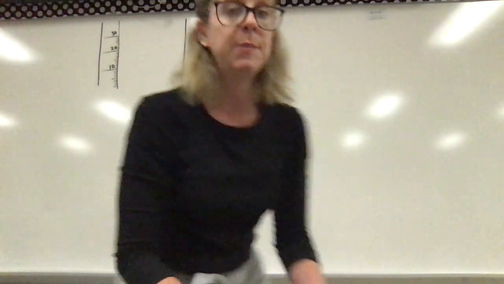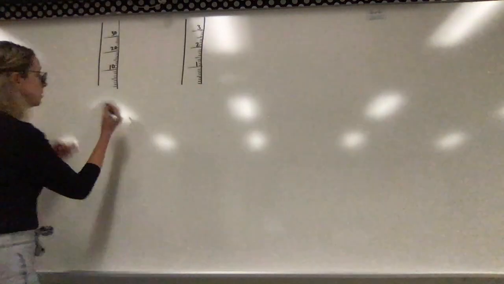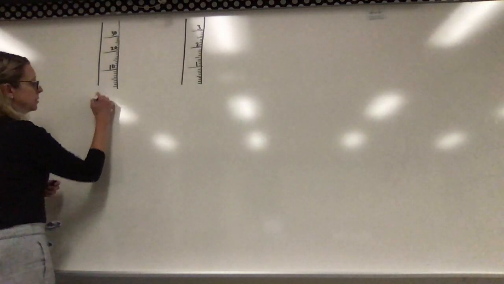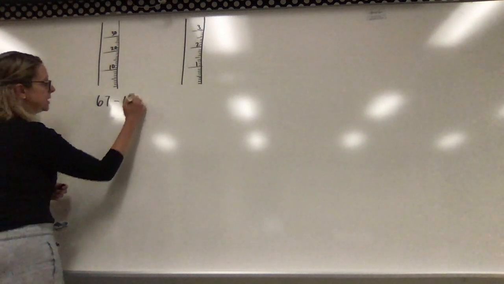If I look at this graduated cylinder, it looks to be between 60 and 70. And if I count those minor divisions from 60, I see 61, 62, 63, 64, 65, 66, 67. And it's somewhere between 67 and 68 on this particular graduated cylinder. So it's between 67 and 68.